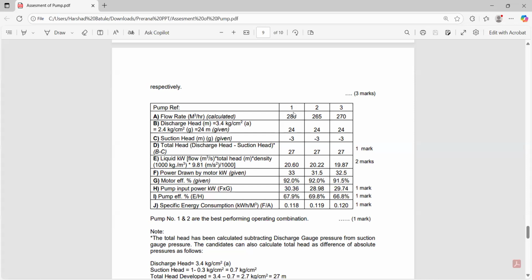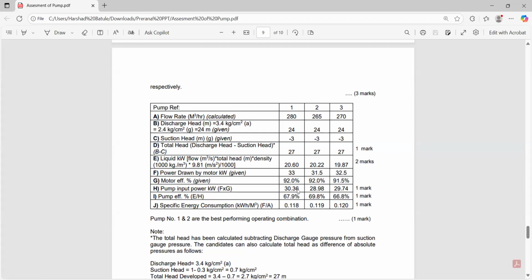From this data, we have calculated the hydraulic power of every pump: 20.60, 20.22, 19.87. Power drawn by the motor they have given initially as 33, 31.5 and 32.5. Motor efficiencies are also given, so your input power is calculated. Shaft power is calculated here. So the efficiency of the pumps would be 67.9, 69.8, 66.8. Got it? Yes, sir.